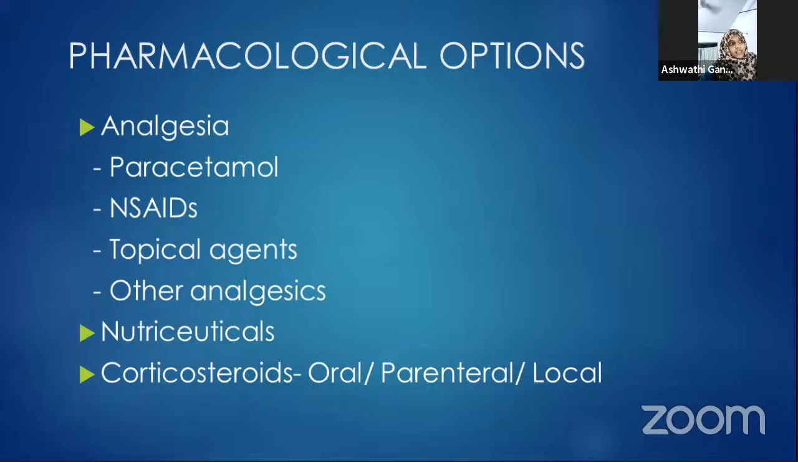In chronic conditions, the celecoxib and etoricoxib, these COX-2 inhibitors, have reduced potential to cause upper GI bleed. So these are preferred. Nutraceuticals like diacerein and hyaluronic acid are also used. Then corticosteroids have anti-inflammatory and immunosuppressive action. These both benefit various arthritis. Oral, parenteral and local steroids are available.